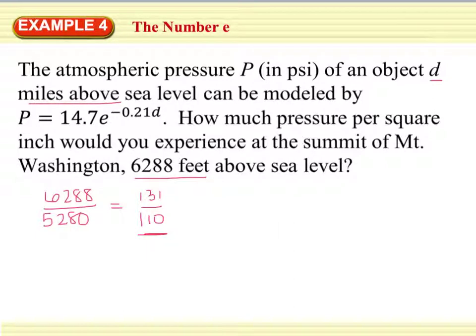So we're going to have P, or your pressure, is equal to 14.7 times e to the negative 0.21 times that 131 divided by 110. And when you simplify that and plug it all in, you should get something that was around 11.45 pounds per square inch, or psi.